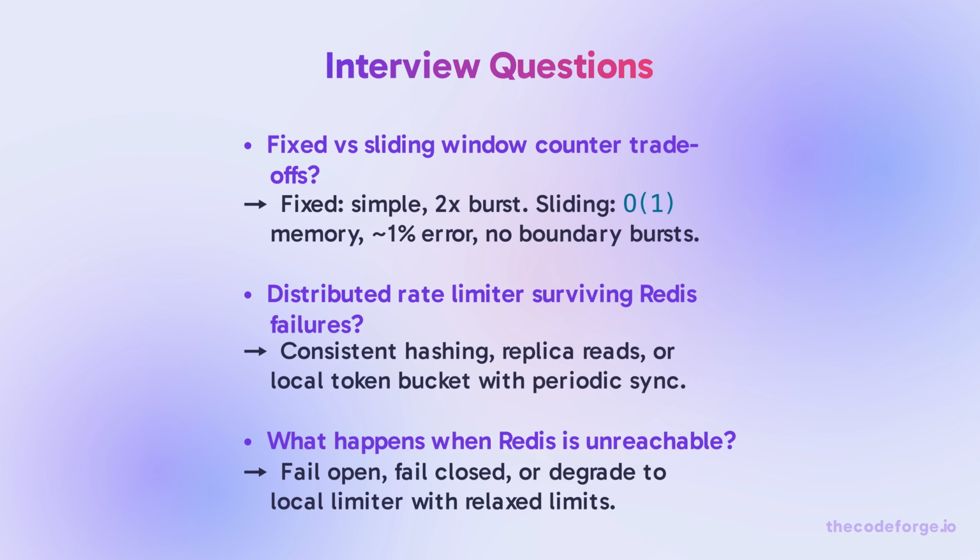Let's run through some common interview questions. Fixed versus sliding window counter trade-offs. Fixed: simple, 2x burst. Sliding: low memory, about 1% error, no boundary bursts. Distributed rate limiter surviving Redis failures: consistent hashing, replica reads, or local token bucket with periodic sync. What happens when Redis is unreachable? Fail open, fail closed, or degrade to local limiter with relaxed limits.